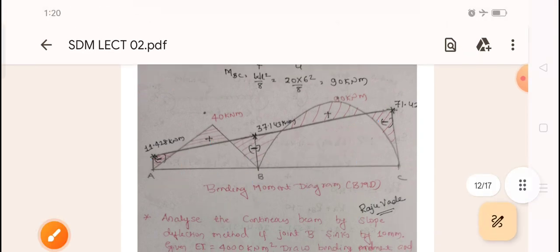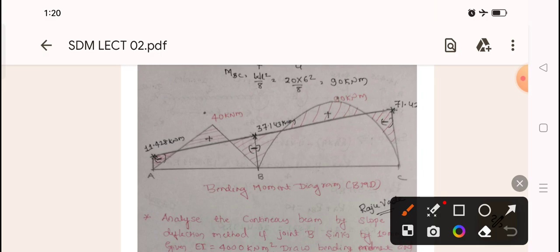So for this, what is the free BMD? If a center point load is there, free BMD will be equal to WL by 4. What is the value of W? W is 40 into L, the span of the first beam, divided by 4. If you substitute, L is 4, so that is 40 kilonewton meter. Accordingly, 40 kilonewton meter, this is the case for free BMD.